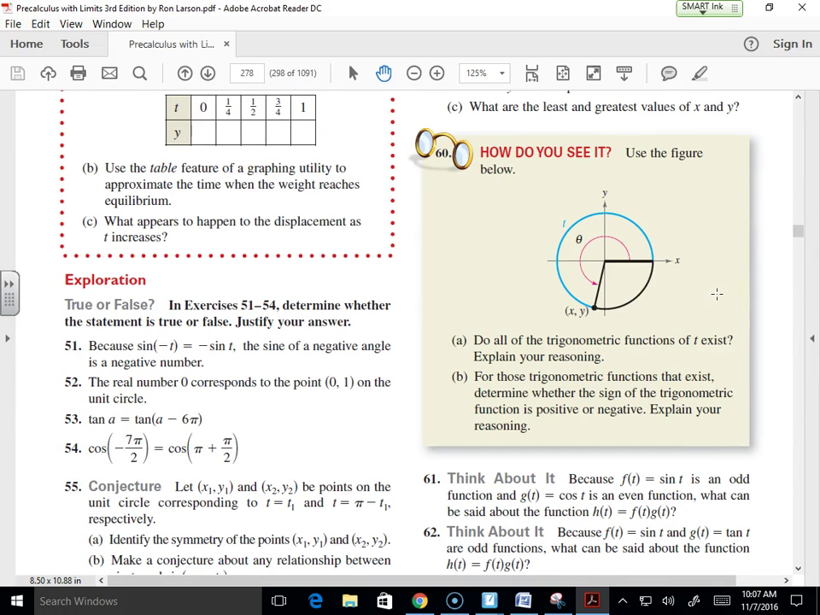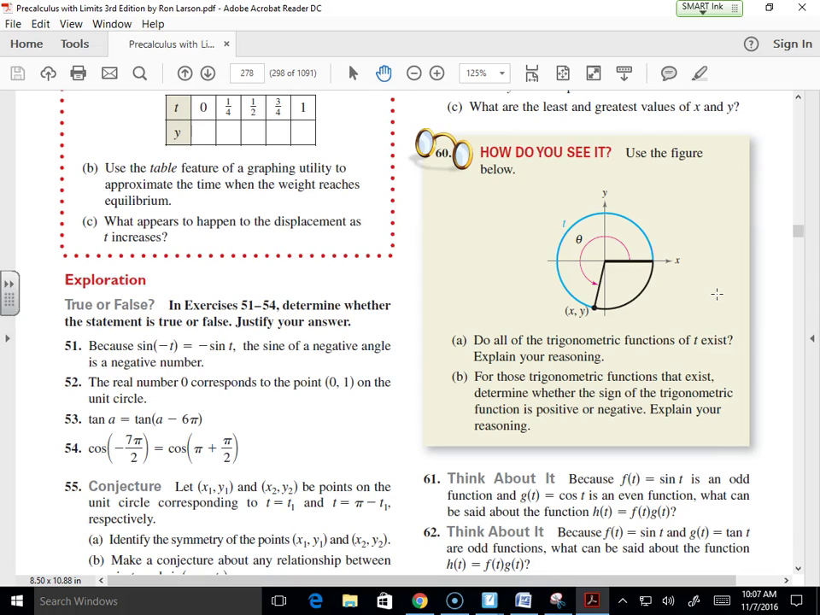Question. What's sine? I don't know. What's cosine? I don't know. They're both negative and they're both numbers, meaning non-zeros. Why? The only way one of them would be a 0 is if the point was on the y-axis or on the x-axis. So since it's not, I know that both of these are numbers and they're both negative numbers.